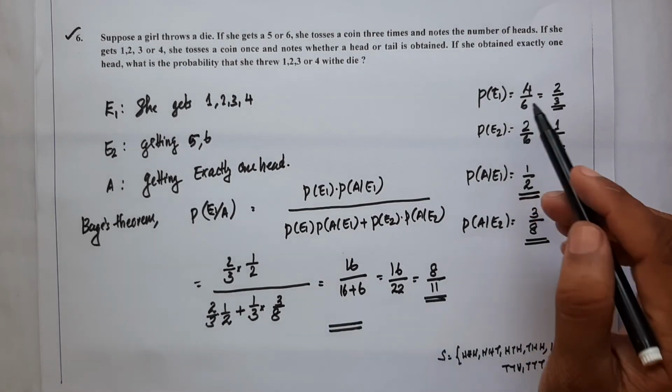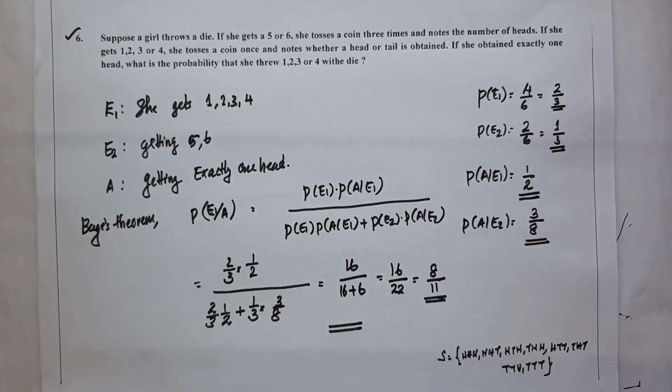In this case, P of E1 is no problem. Getting 1, 2, 3, 4 in a die throw, the probability is 4 divided by 6. And P of E2 is also no problem, because if a die is thrown, the probability of getting 5 or 6 is 2 divided by 6, that is 1 by 3.